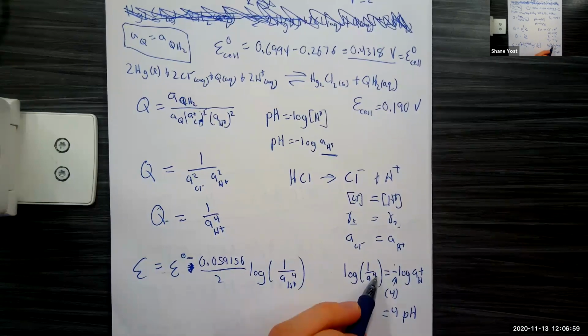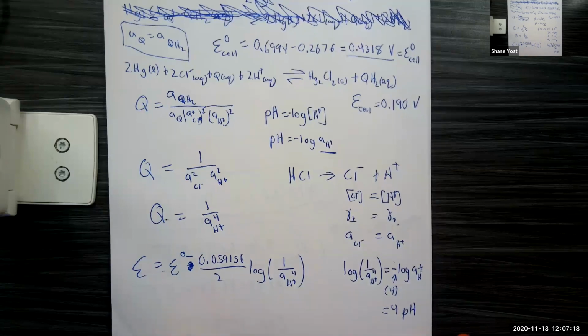So again, you pull out the exponent, that gives you a 4, and then the log of 1 over x is just negative log of x. So you get negative 4 times the negative log of the activity of H plus, which gives you just 4 times the pH.